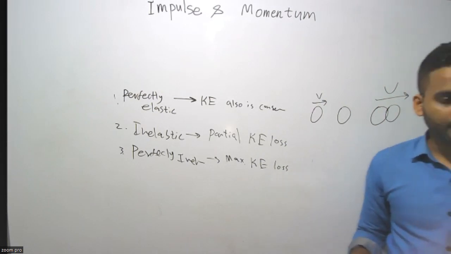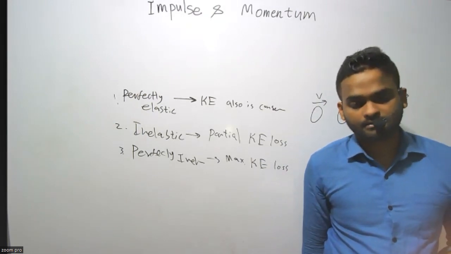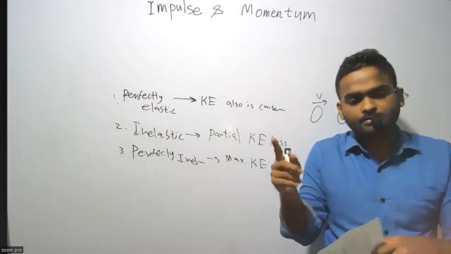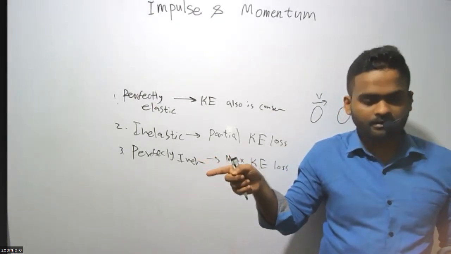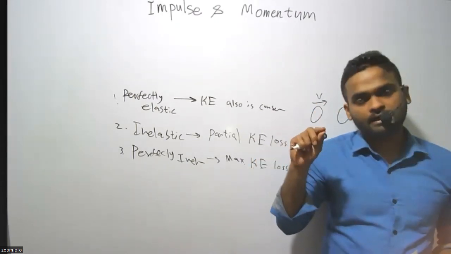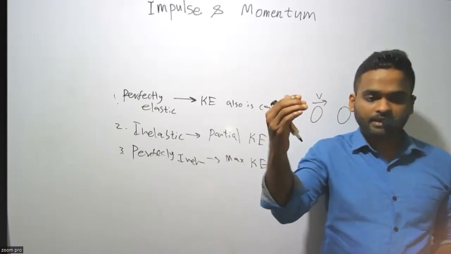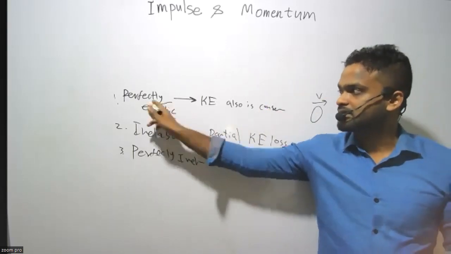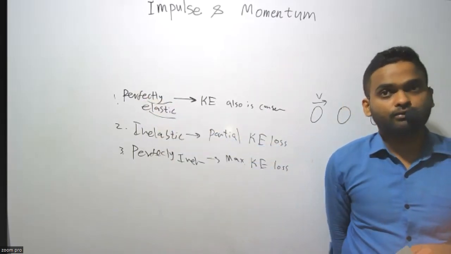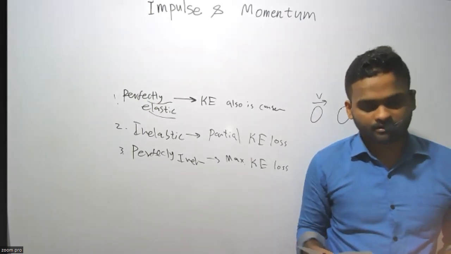Whenever you see a question, you have to have an idea what kind of collision that is, right? If the objects attach after collision, that is perfectly inelastic. If part of the kinetic energy is lost, that is just inelastic. Perfectly elastic means there's no kinetic energy loss due to collision. Kinetic energy loss is zero, right?